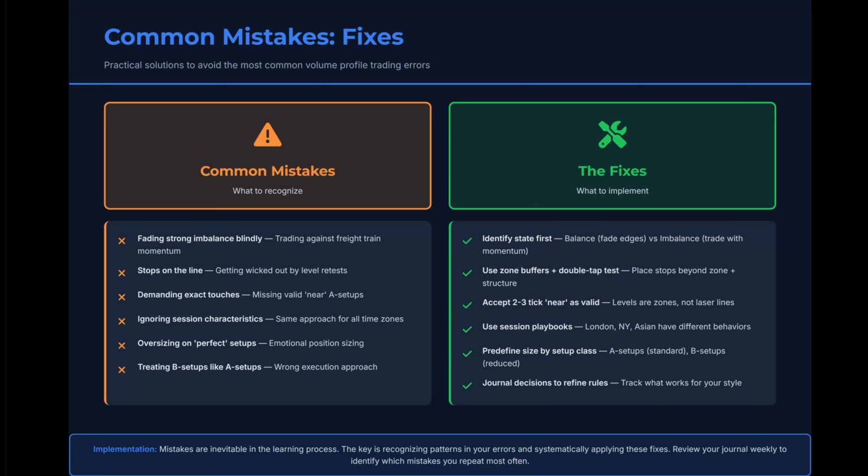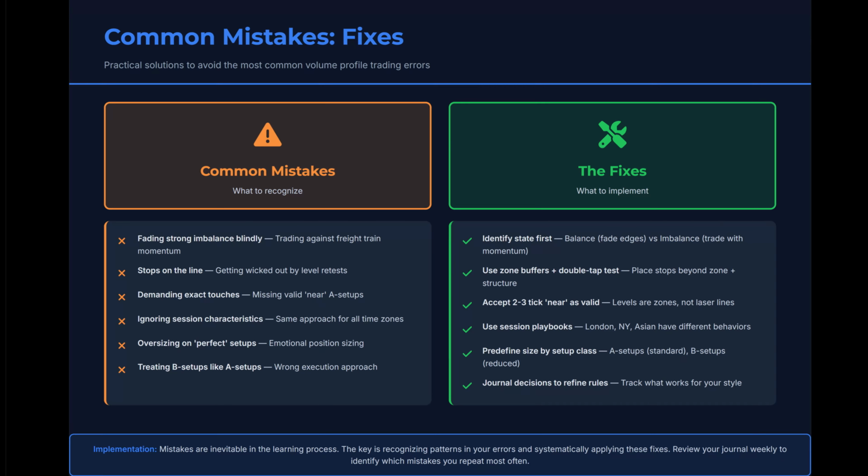Fix number 6. Journal decisions to refine rules. This solves the problem of treating B setups like A setups, and it addresses all the other mistakes as well. Keep a trading journal. Document every trade with setup grade, entry trigger, stop placement, target selection, and outcome.